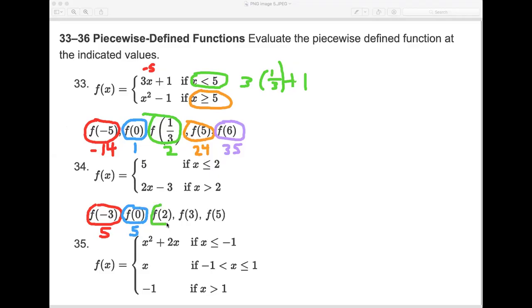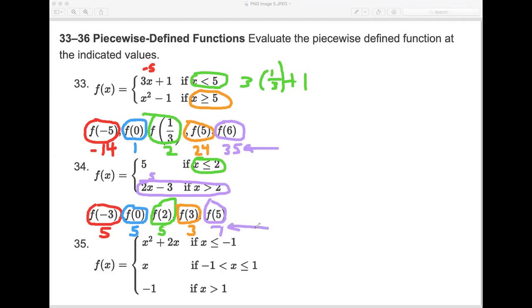Here's the one you've got to watch out for, because this is 2 itself. So you want to pick this one still, because it has the equal to sign. So that's going to be 5. These other two, 3 and 5, are both bigger than 2, so you're going to use the second function. So this one is going to match up with this part. So 2 times 3 minus 3 is 3. And f of 5, again, is this part. So I'm going to do 2 times 5 right here, and minus 3 is 7. Okay, so it's a little messy, but all your answers are right here.